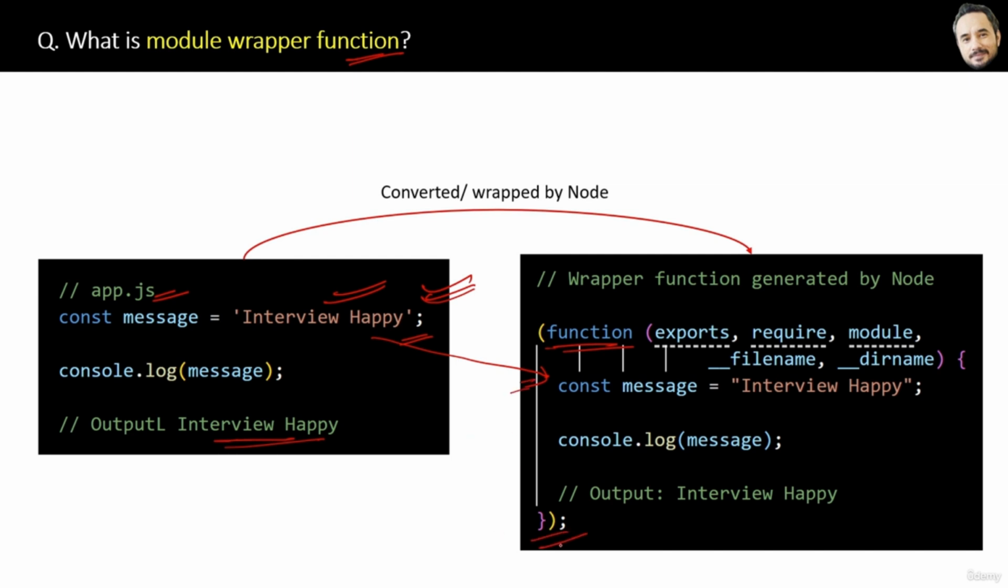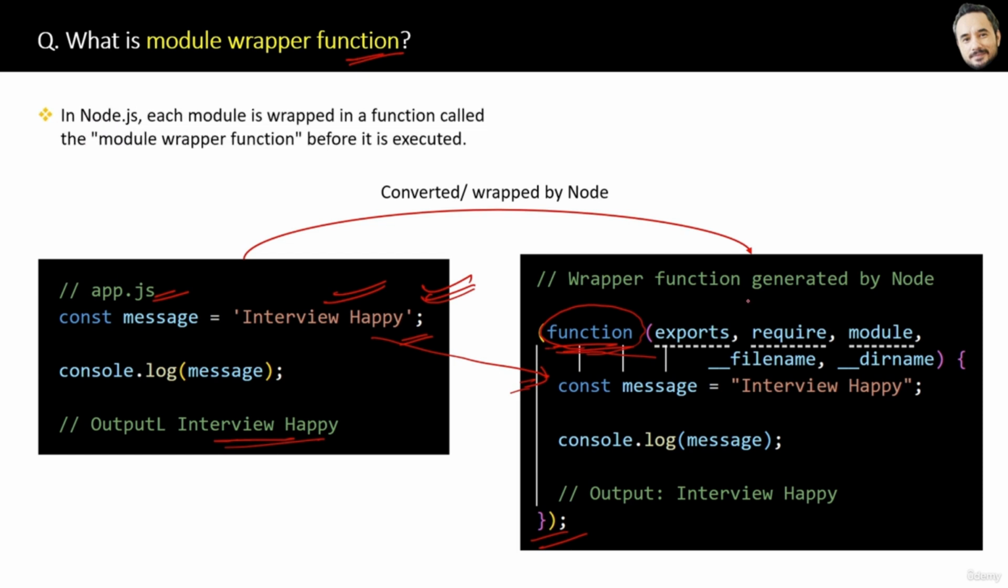So this wrapper function is automatically generated by Node. You need not write this. The purpose is basically to make things simpler and shorter for the developers. So that's the answer, and the simplest and easiest definition is here: in Node.js, each module is wrapped in a function, which we call the module wrapper function, before it is executed, right?